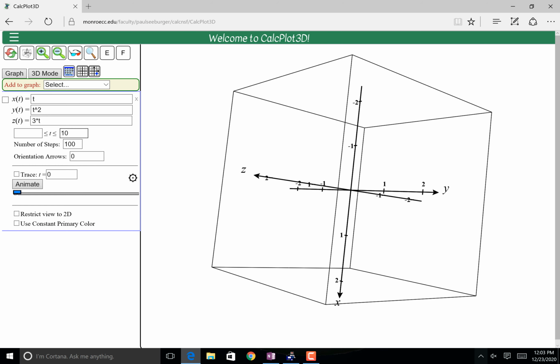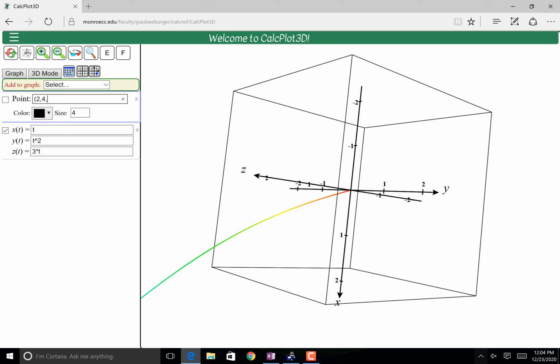Now, where am I at t equals 2? Well, at t equals 2, we knew that we were at 2, 4, 6, I believe. Let's make it somewhat garish so it stands out from the crowd. And then, okay, cool. Now it's out there. You can't really see it yet. Yes, I can change my window. Let's just do, oh, don't do 3D mode.